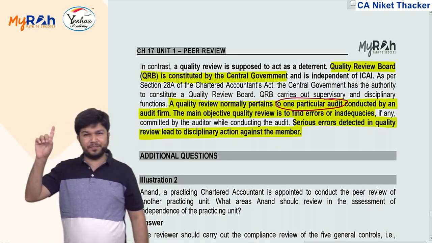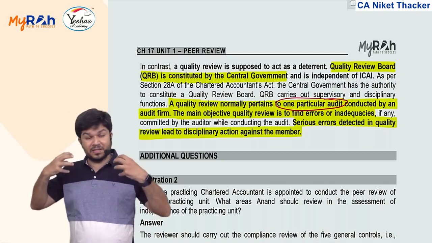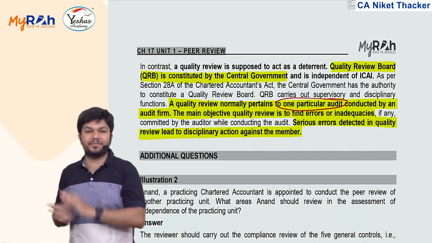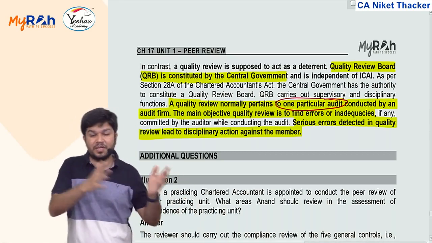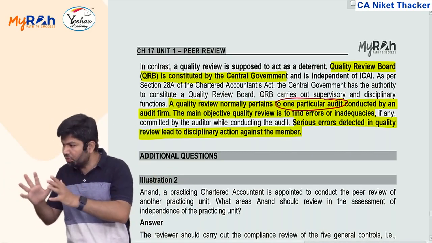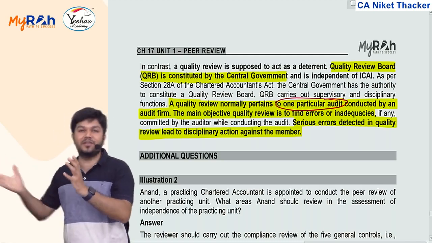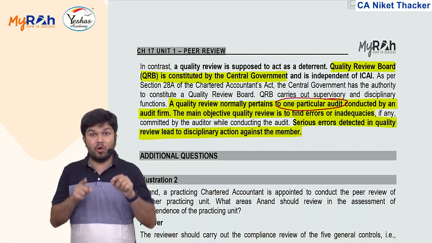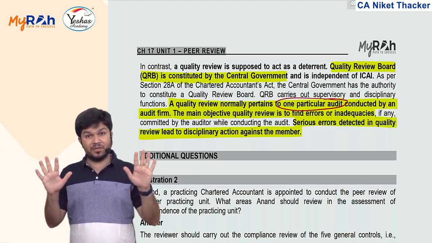So peer review was to strengthen the procedures, policies, and internal controls of your firm. One chartered accountant coming and checking the work of another chartered accountant to help them strengthen their controls. And it was ICAI to ICAI. Quality review board is by the central government.